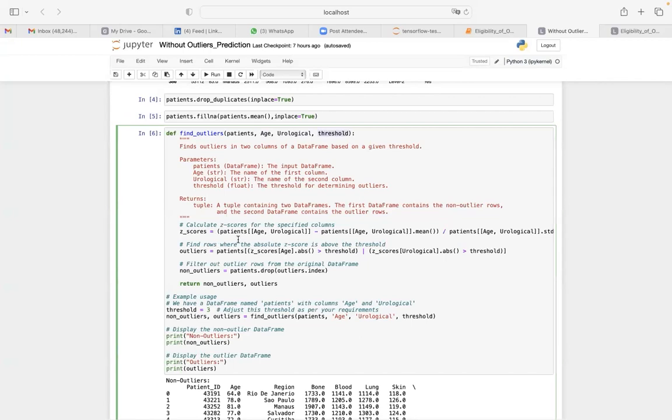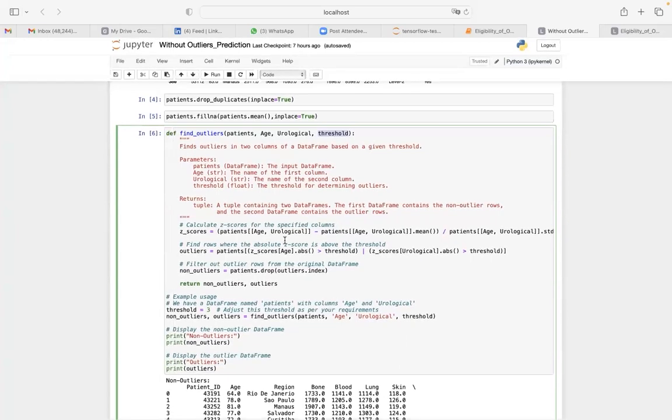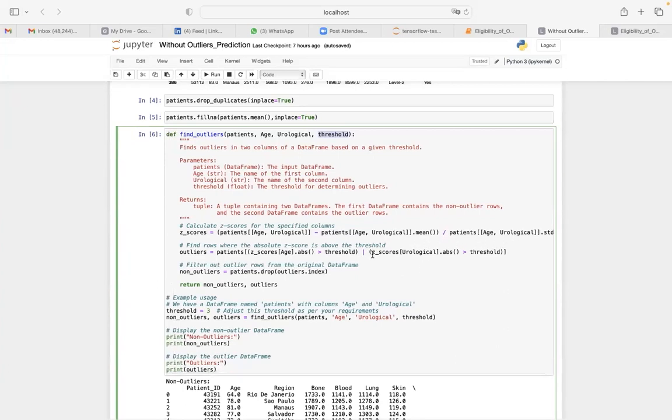Based on Z scores, we can take out some of the outliers. You know Z scores, what happens when you see a Z score. If you're not, then you need to go back to your statistics classes, and then you can move ahead. So patient data, age, and urological are the two columns that we will focus on. We take the mean and divide it with the standard deviation, and then it gives me a Z score, by the definition, by the formula.